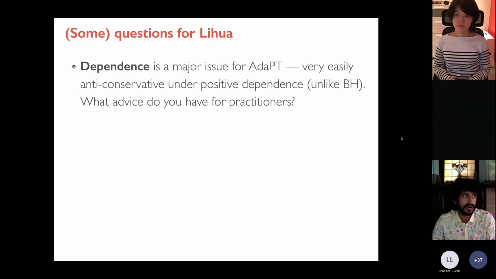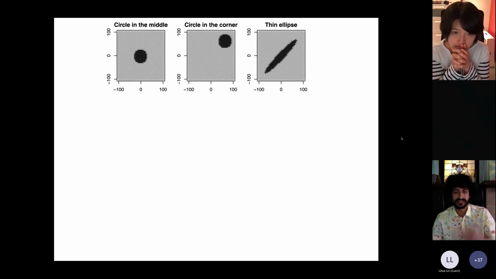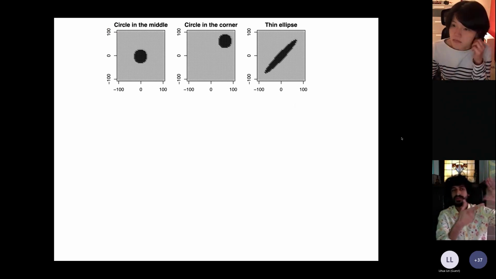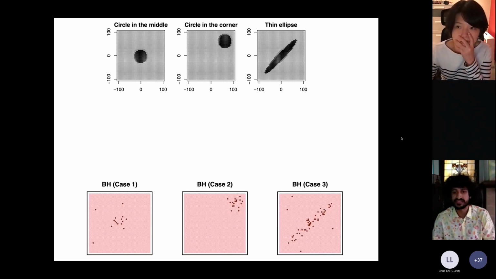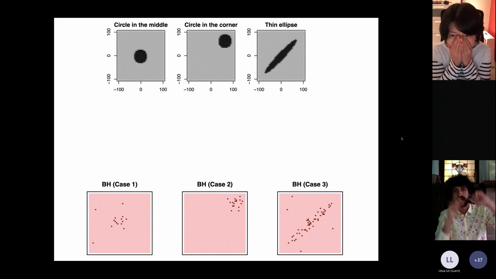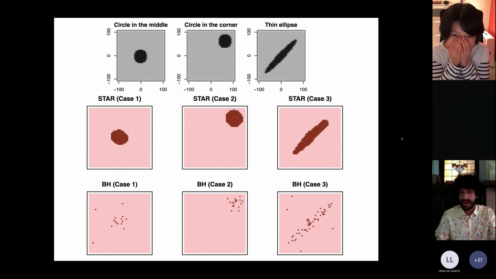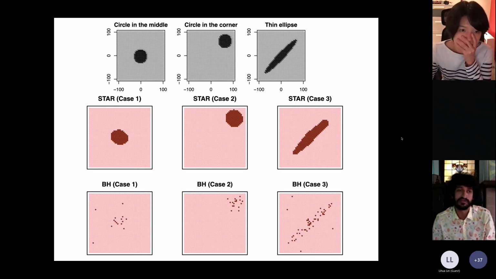For those of you who are not familiar with what I'm referring to, positive dependence, there's this experiment that we ran in which there are 40,000 hypotheses, and the truth is the stuff in black, and the gray are nulls. This is what Benjamini-Hochberg does, because the covariates are the XY coordinates of the null and non-null, and BH doesn't use the covariate, so it doesn't have very good power. But STAR or ADAPT, they will have good power, and they will identify these regions really well. So these are powerful algorithms.